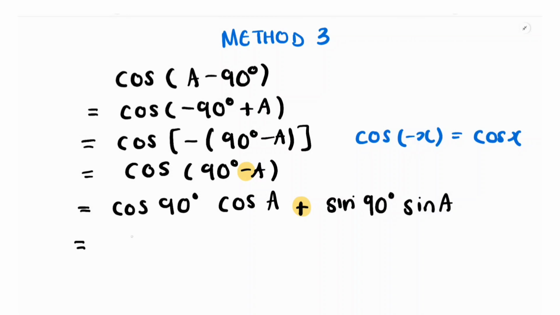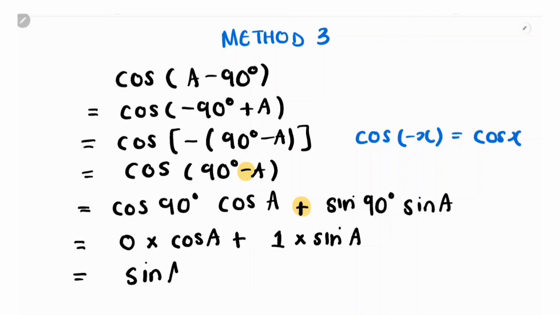Cos of 90 degrees would be equal to 0. And that is being multiplied by cos of a. Then we have plus sine of 90 degrees would be equal to 1 and multiplied by sine of a. Anything multiplied by 0 would be 0. And so our answer would just be 1 times sine of a, which is sine of a.